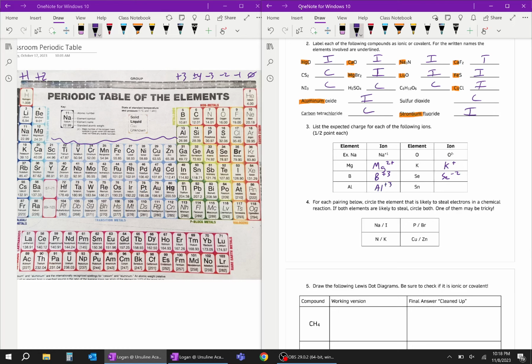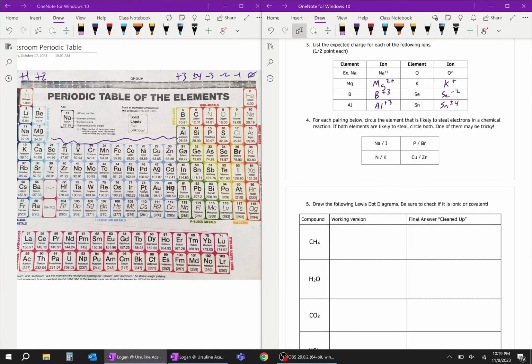Tin, Sn, is a plus or minus 4. Now this one is special because in our notes we said that the metals to the right side of the transition metals, so this group right here, will often act like transition metals. But you will know, based on context clues, whether it's going to do that or not. So we can always come back to that later.